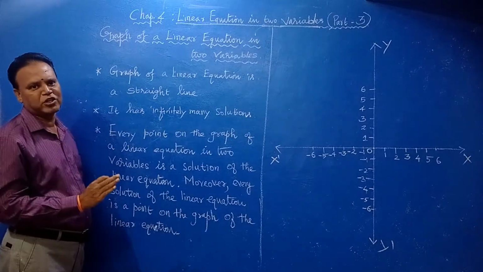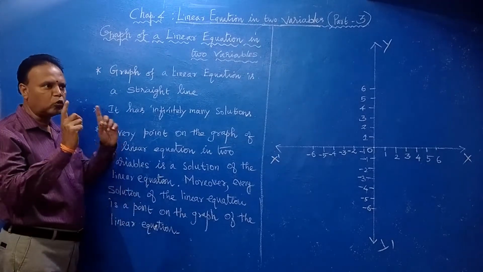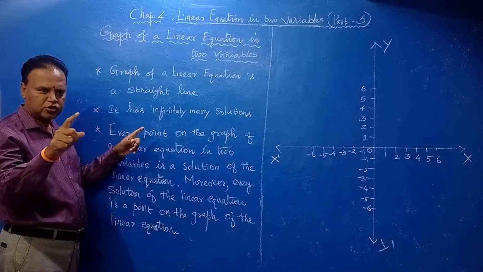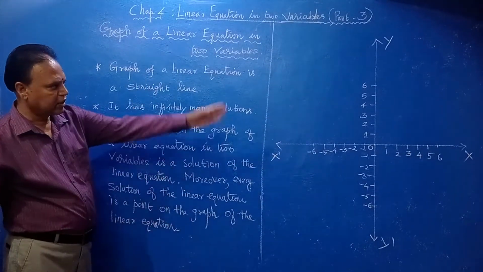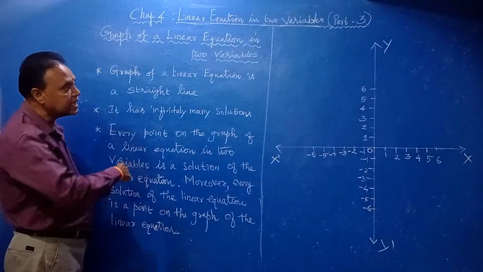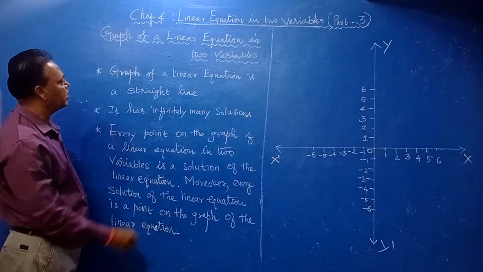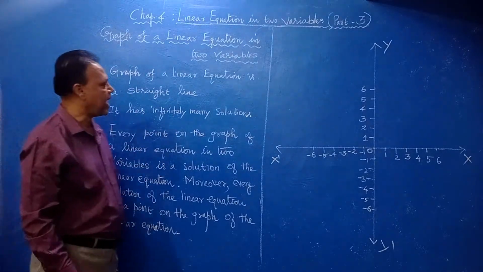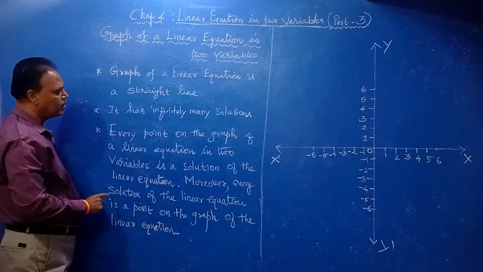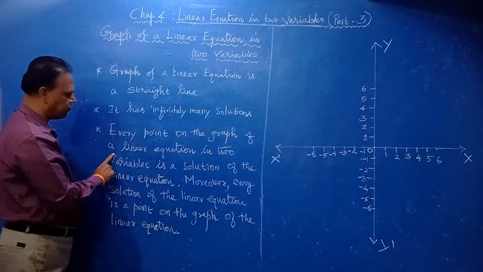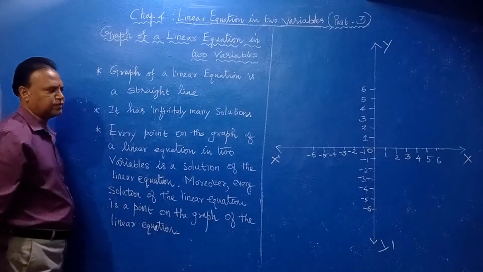Minimum three solutions you have to find to draw a straight line. Clear? Actually, two points are enough to draw a straight line, but still you have to find a minimum of three solutions. Then only when you plot in the graph will you get a straight line. A linear equation in two variables has infinitely many solutions. You have seen this in Part 2 also. Every point on the graph of a linear equation in two variables is a solution of the linear equation.